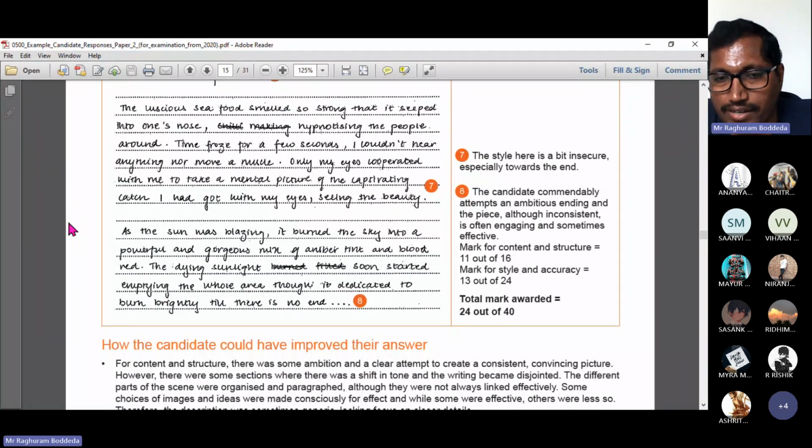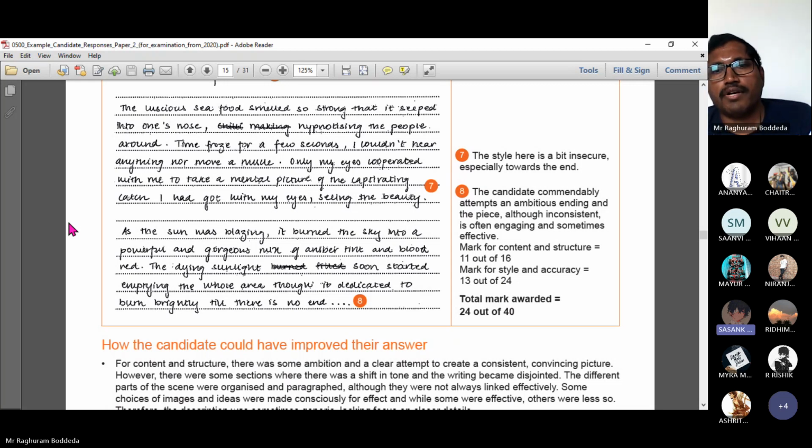What about the last paragraph? How did they conclude, and what details did they provide in this paragraph? He concluded by talking about the sun, the sky outside, and what was happening, and says that there's no end to it.